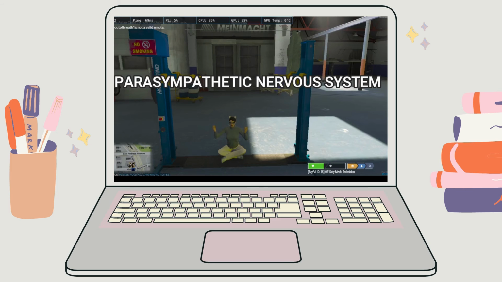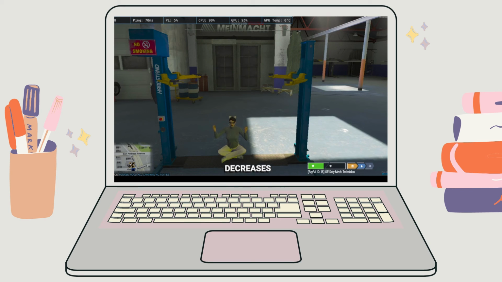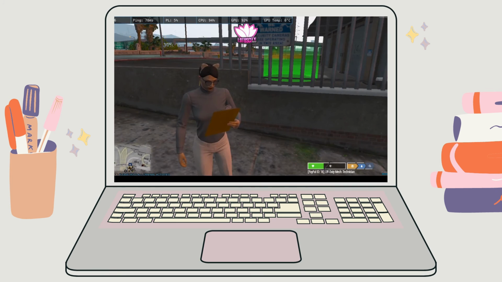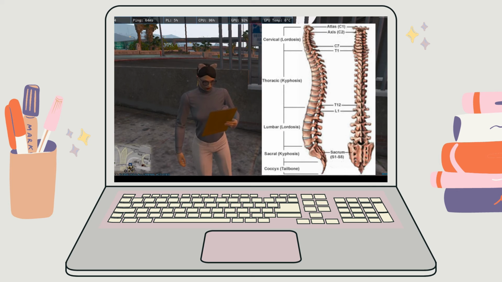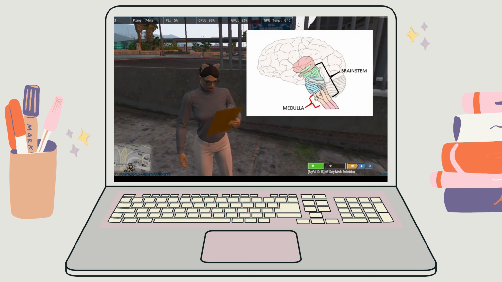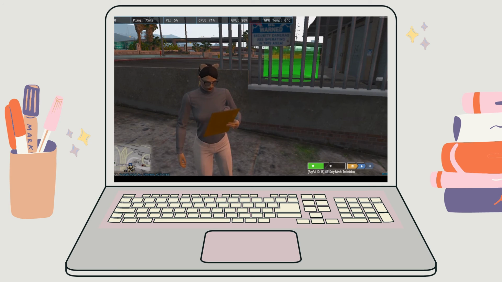The parasympathetic nervous system is in charge of the periods of rest and digestion. It decreases respiratory rate, pulse, and blood pressure. It also conserves energy by relaxation and rest. The cell bodies of the parasympathetic nervous system are found in the spinal cord or in the sacral region and in the medulla. To help you recall how or where the parasympathetic nervous system works, here is an acronym.